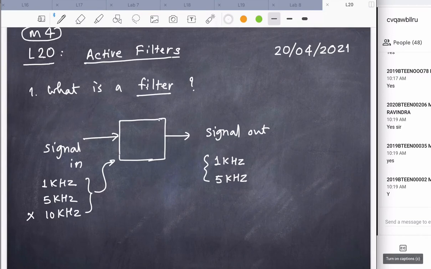Filter is usually shown as this symbol, which shows that the x axis is log f and the y axis is dB, y axis is decibel. So, this is the symbol. So, we can show the filter like this. So, this will indicate that it is a filter. Everybody understood this much?